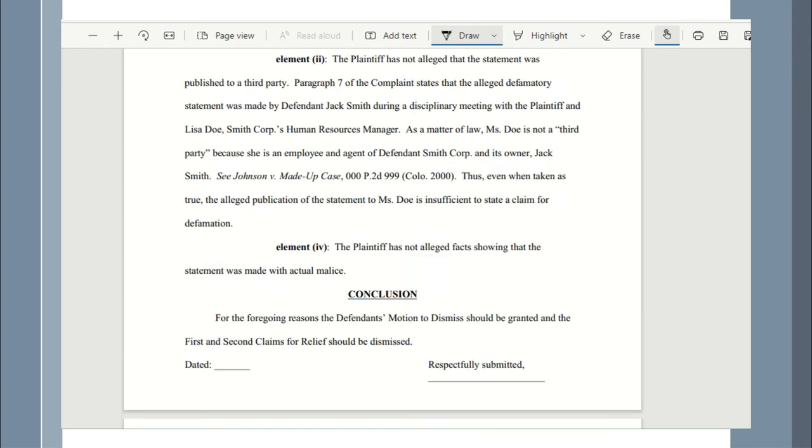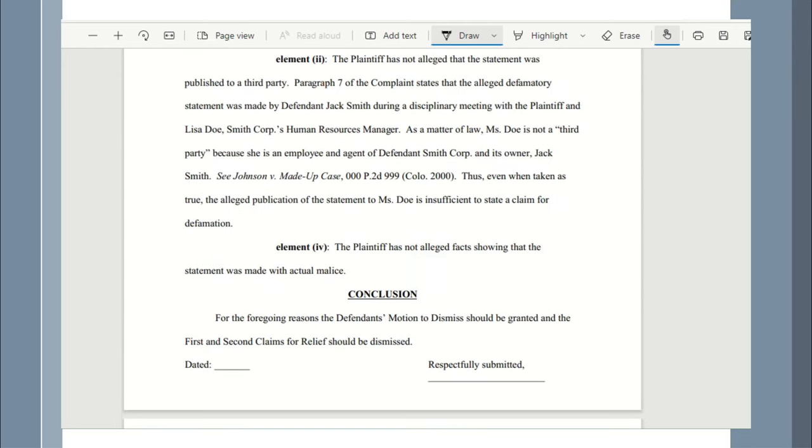Elements two and four. You're just mirroring structurally what the defendant wrote. Now, let's look at it substantively. You're mirroring substantively with a counter argument. Burden of proof. Now, the plaintiff has the burden of production to come forward with facts demonstrating a prima facie case. And we're going up and down, so bear with me here.